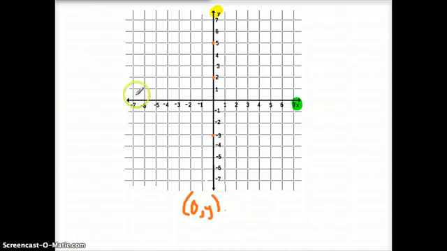Conversely, every single point on the x-axis, let's see, that's (negative 5, 0), (negative 2, 0), (1, 0), (3, 0). Everything on the x-axis has the ordered pair x, comma, 0. This is going to make it really easy for us to find our intercepts.